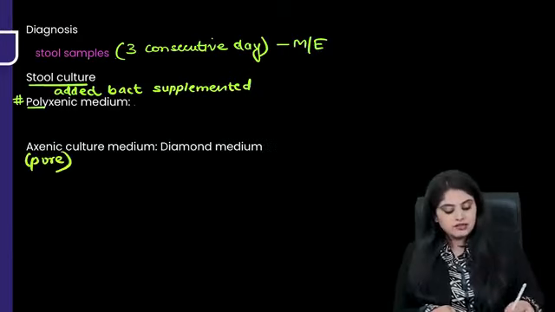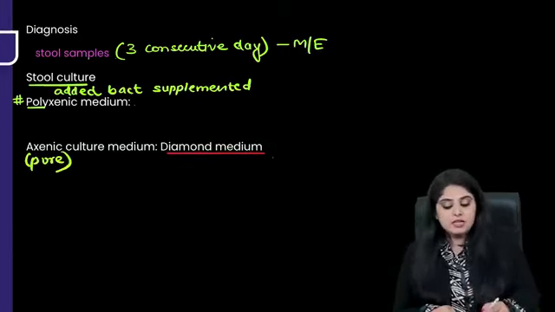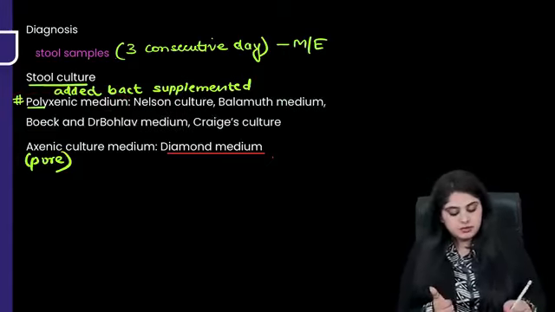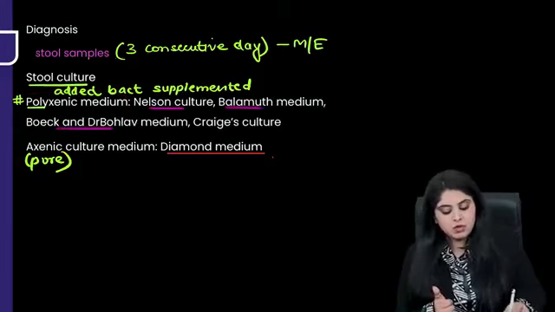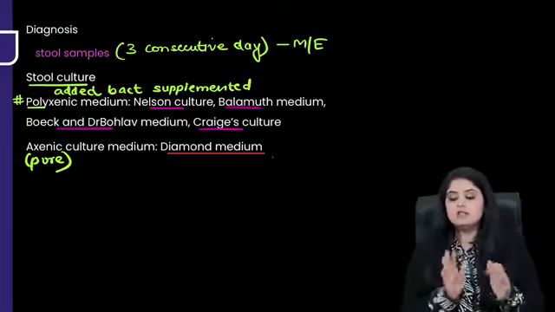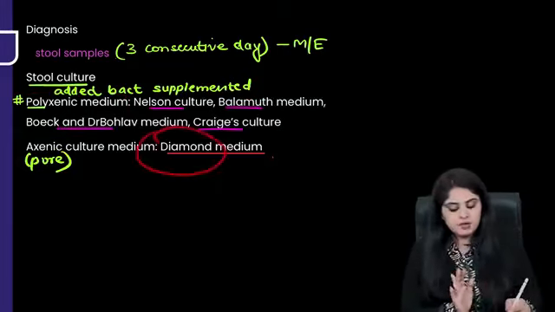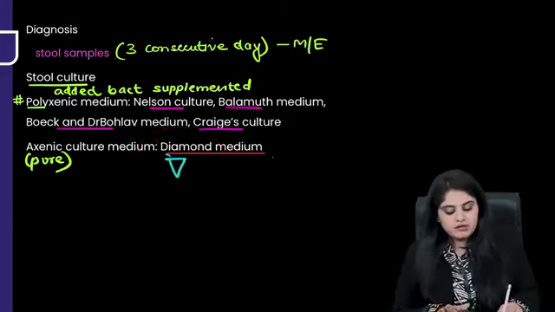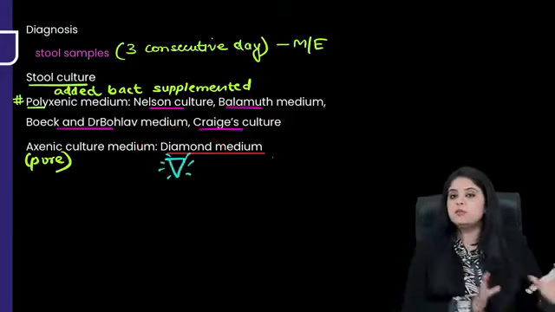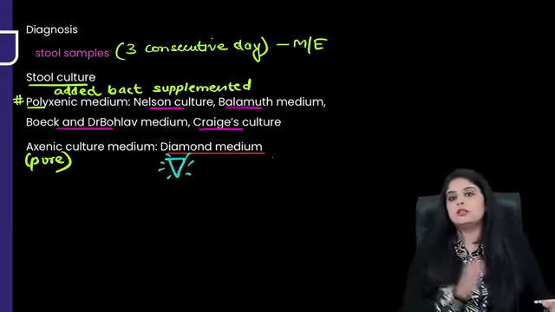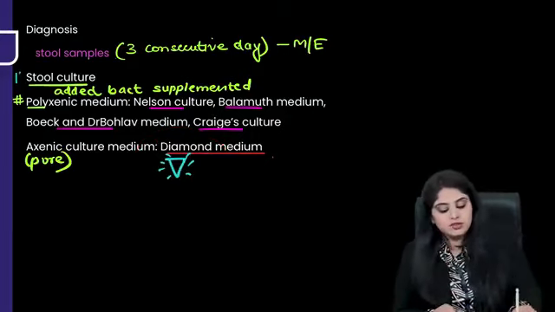So the only axenic one that you have to know is the Diamond medium. Whereas under polyxenic, you have all the others like the Nelson medium, the Balamuth medium, the Boeck and Drbohlav's medium, and the Craig's culture. So I've learned that simple. Diamonds are very, very pure. So Diamond is the pure axenic culture media and all the others come under polyxenic. That is what you'll do with the stool culture.